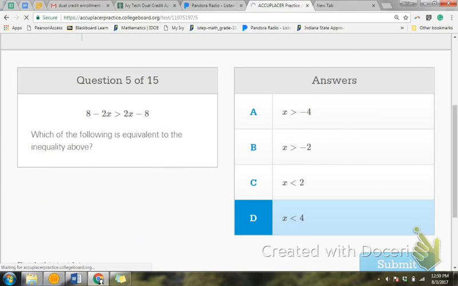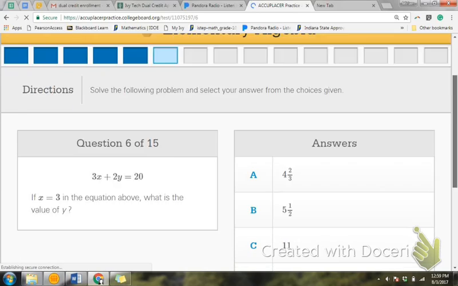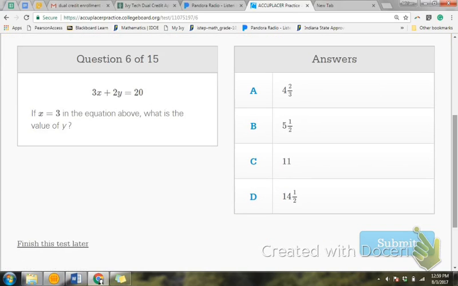All right, next question. This is a great one. 3x plus 2y equals 20. If x is 3 in the equation above, what is the value of y? Do not do these in your head. Just like on the ECA, if you do something in your head and you miss a sign, that could be the difference between $700 of a free class and not.